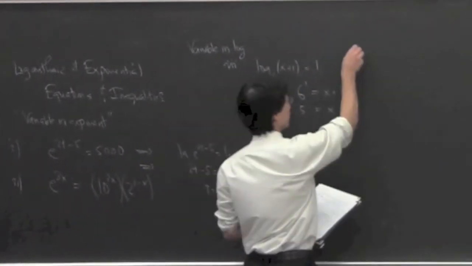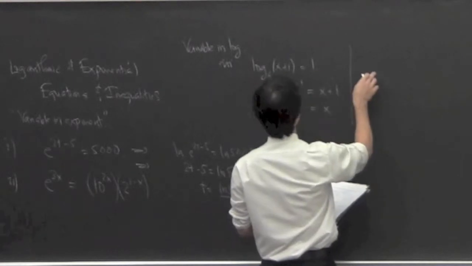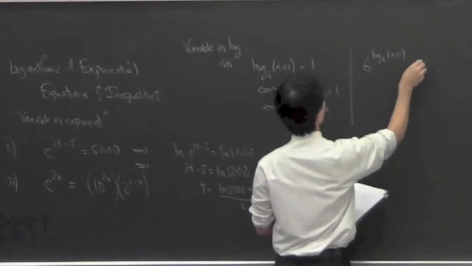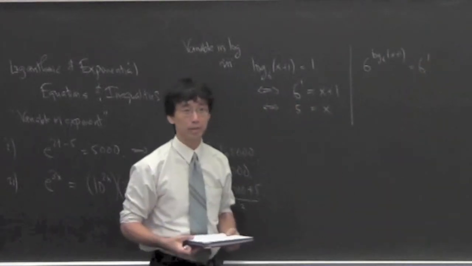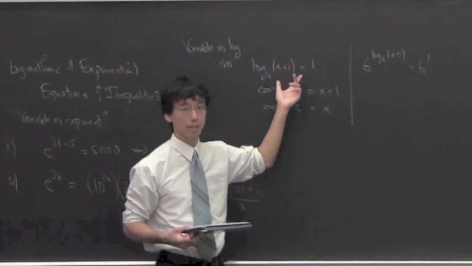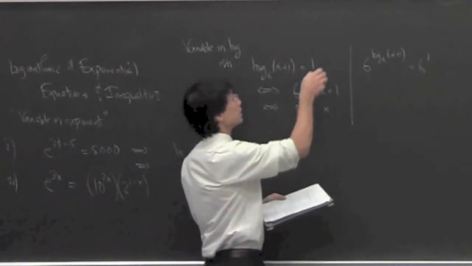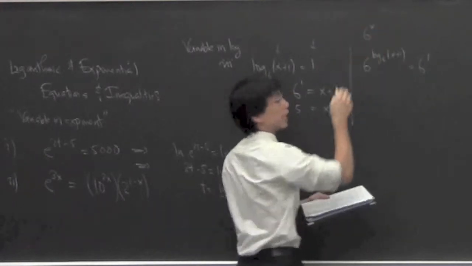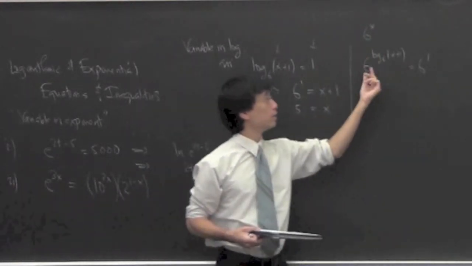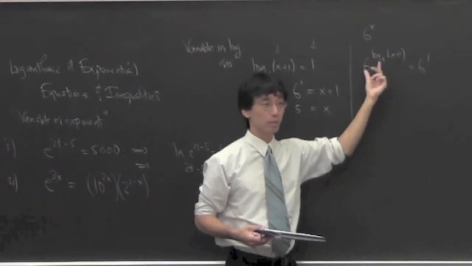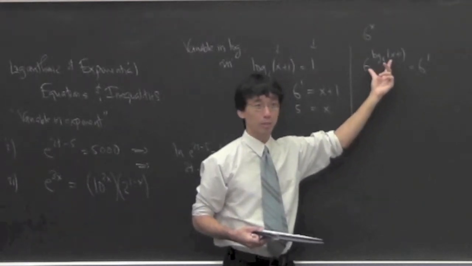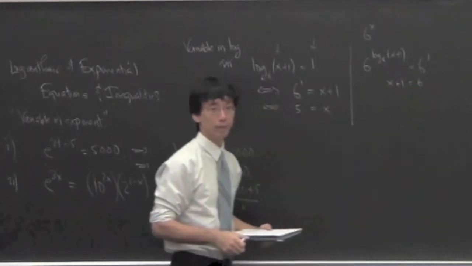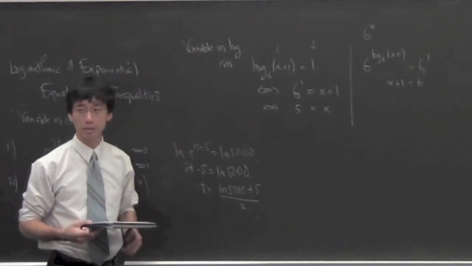Another way you can think about it, and it's entirely equivalent, is to say, well, let's take 6 to both sides. So 6 to the log base 6 of x plus 1 equals 6 to the 1. Right? It's exactly the same thing. Apply 6 to the x. Then 6 to the log base 6 cancel each other off, and you get x plus 1 equals 6. It's exactly the same thing, just in a slightly different form.